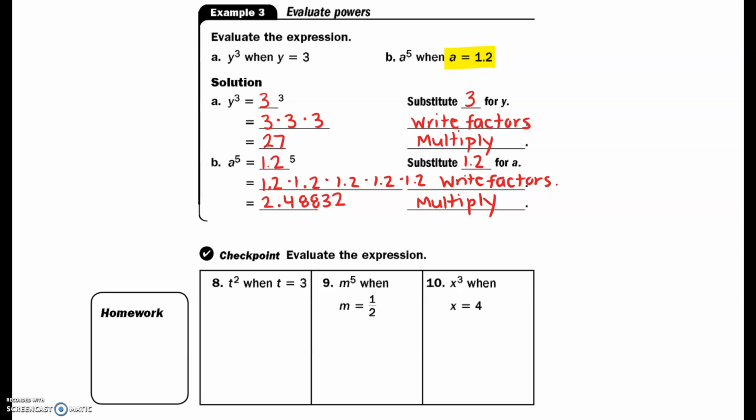Real quick, numbers 8, 9, and 10. I will write the final answers so you can have a checkpoint here, and we'll talk about these a little bit more in our meeting on Friday. Number 8 is 9. Number 9 would be 1/32, and number 10 would be 64.